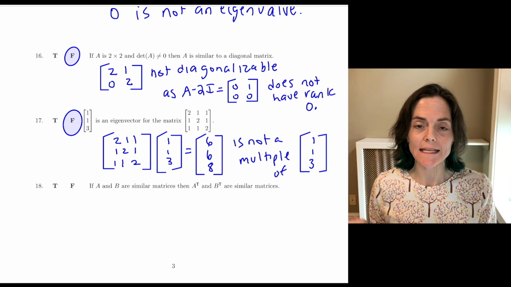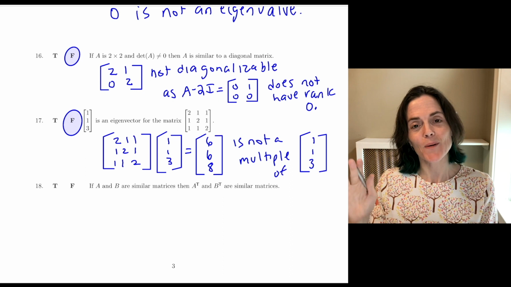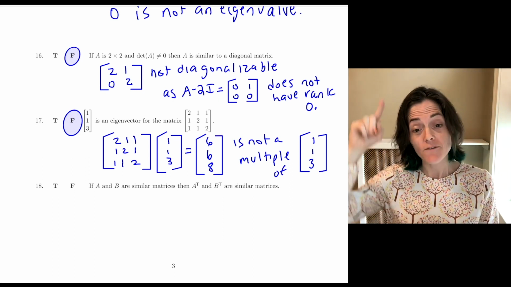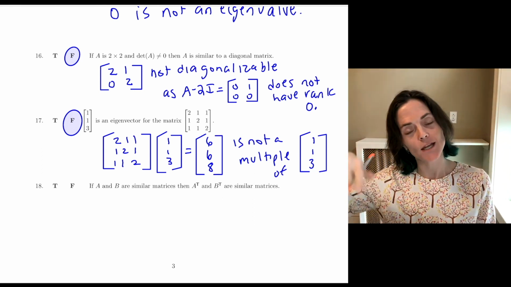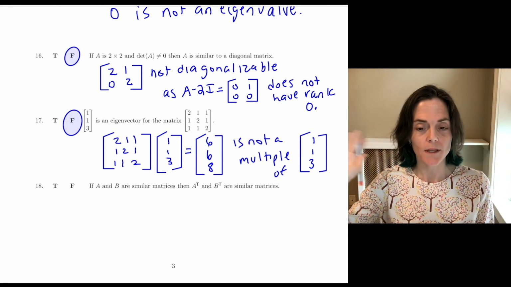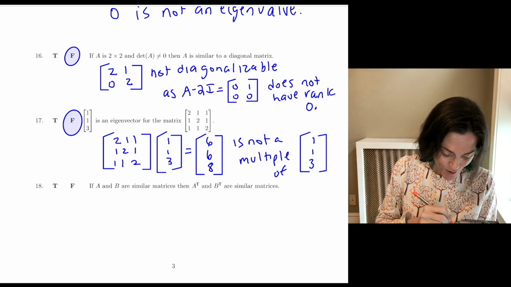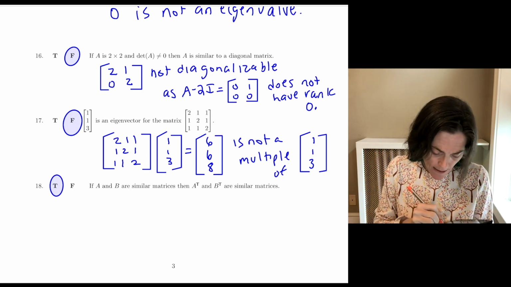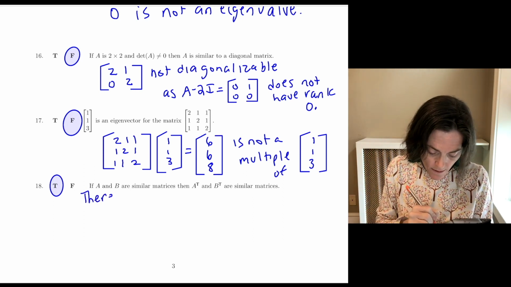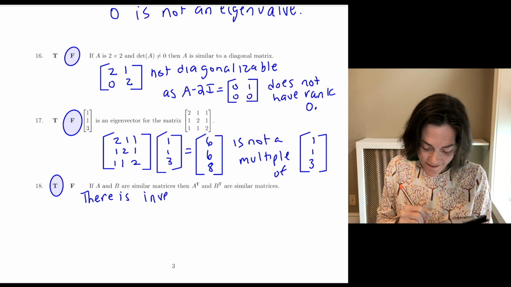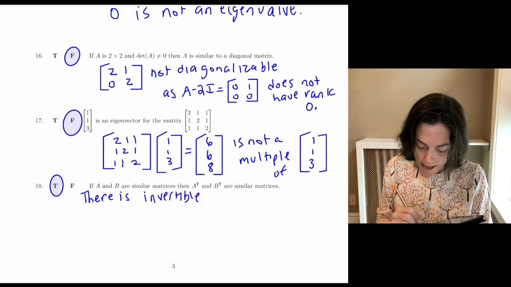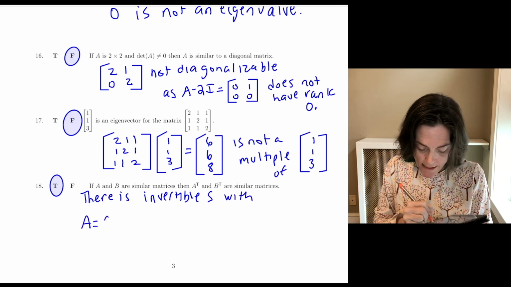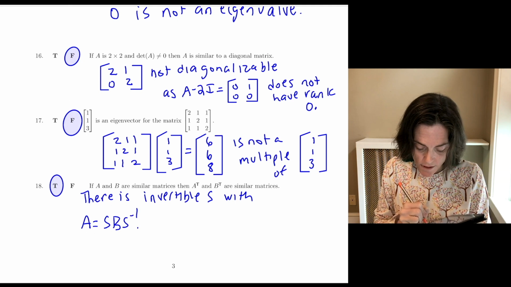This is the last question that came off my midterms, and then we will have 2 sets of 6 from old final exams. If A and B are similar matrices, then A transpose and B transpose are similar matrices. This one is true. Let's justify. A and B similar means there is an invertible S with A equals S B S inverse.